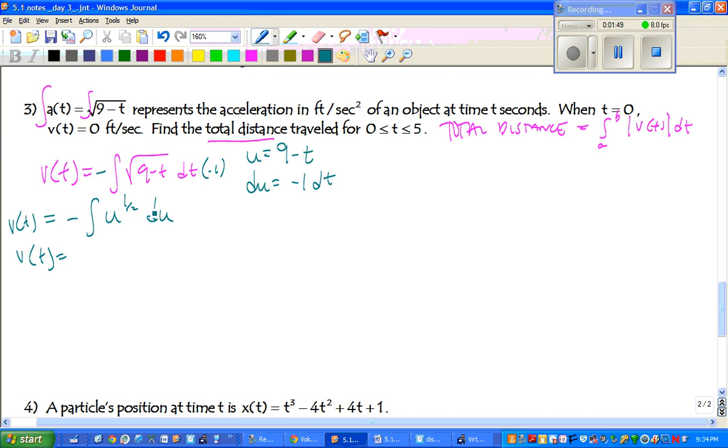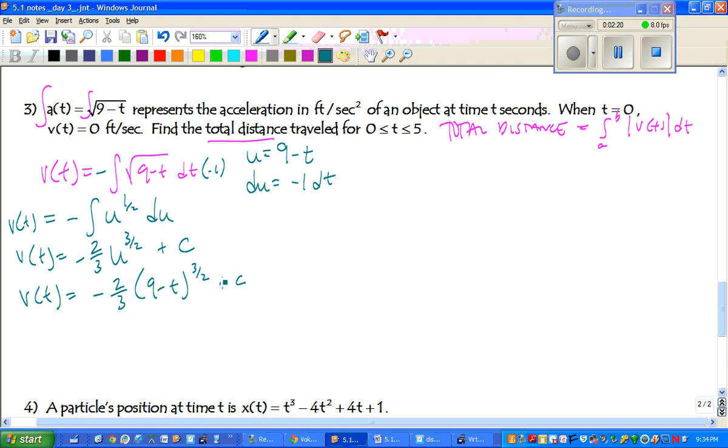So if we do the antiderivative of that, we're adding 1 to the exponent. So we get u to the 3/2. Multiply by the reciprocal, so 2/3. Still have a negative out in front, plus c. So here we want to substitute the 9 minus t back in, right? When we have a plus c, it's not a definite integral. We're plugging that back in for u. So negative 2/3 times 9 minus t to the 3/2 plus c.